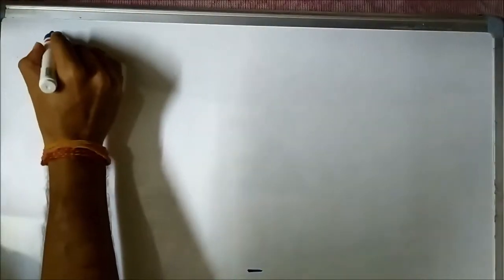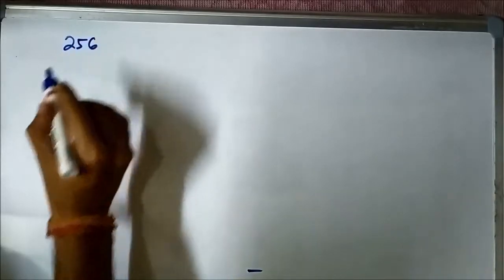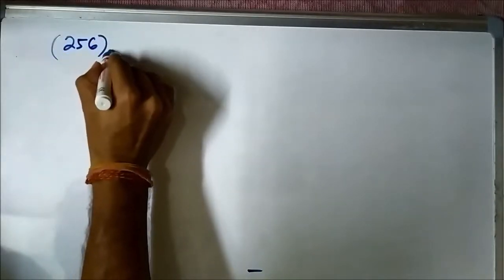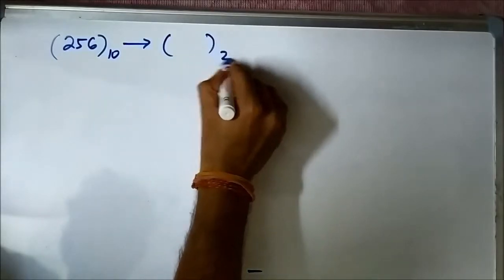Sometimes the repeated division by 2 method can occupy a lot of space and can become quite lengthy to perform, but we will use the same concept and implement it in a different way. So let us this time take a decimal number more than 100. Let us say we take 256, and we have to convert it into binary form.